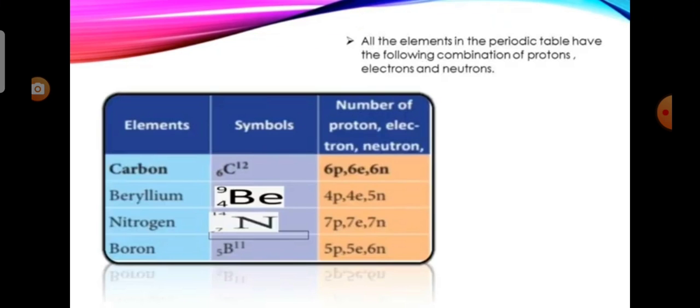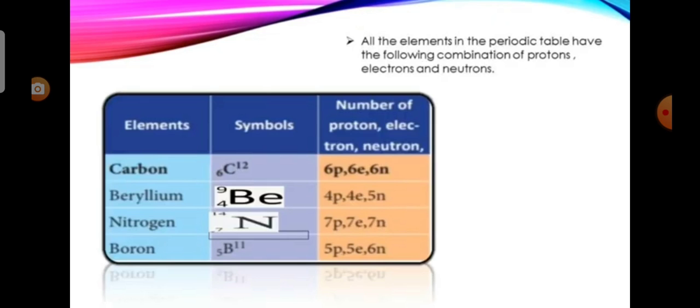All the elements in the periodic table have the following combination of protons, electrons and neutrons. Now we see some of the elements and their symbols and the number of protons, electrons and neutrons. The first one is carbon. The symbol of carbon is C. The atomic number is 6 and the mass number is 12. So the number of protons is 6, electrons 6 and the neutrons also 6.